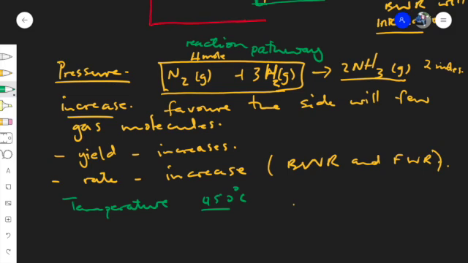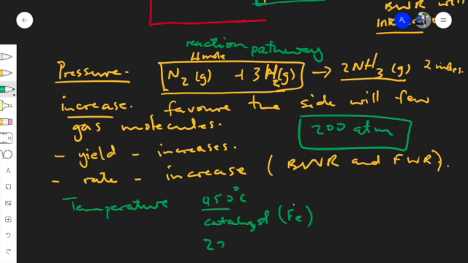And also we are going to need a catalyst, and the catalyst is actually iron, right? And why do we use a catalyst? A catalyst will increase the rate of the forward reaction and the backward reaction. And we are also going to need a pressure, and I forgot to mention the pressure that is needed. The amount of pressure that is needed is actually 200 atmospheres. Right, you need to learn this. Why do we use 200 atmospheres? Because it increases the rate but also increases the yield.